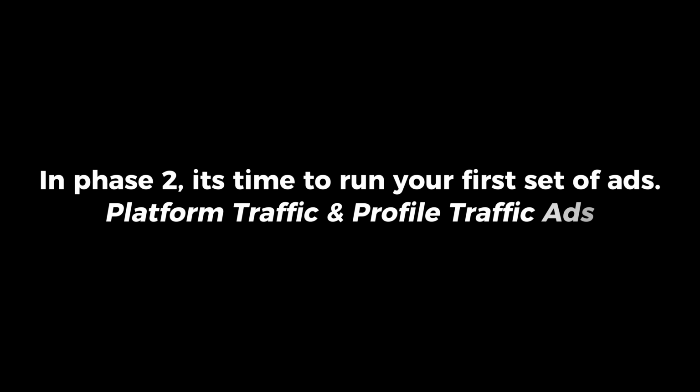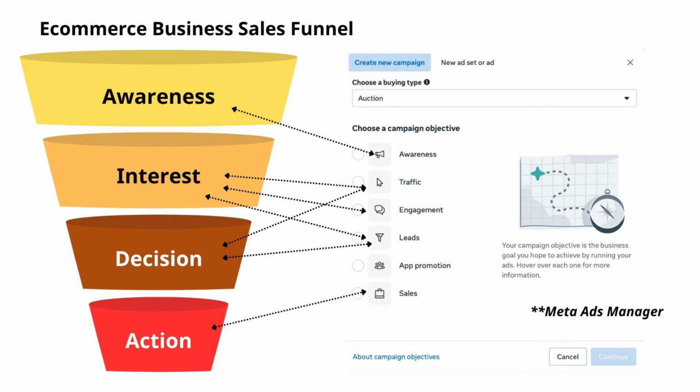Now, in phase 2, you have 90 pieces of content, right? So it's now time for you to run ads. And you're going to run 2 types of ads. Traffic. Now, what do I mean by traffic? When you go into the Ads Manager account, you're not going to promote or boost posts. Remember, I told you not to do that. But when you go to the Ads Manager account, you would see something similar to a sales funnel.